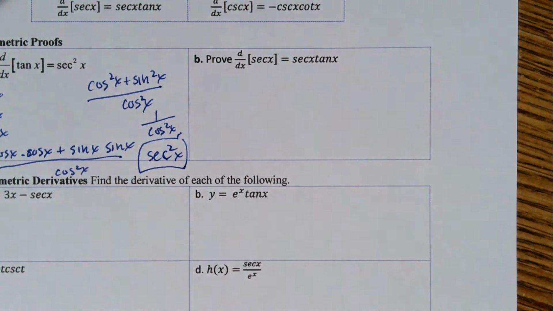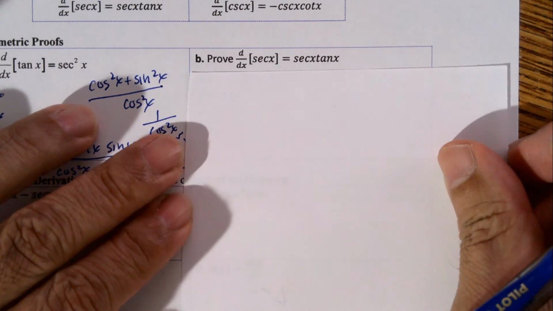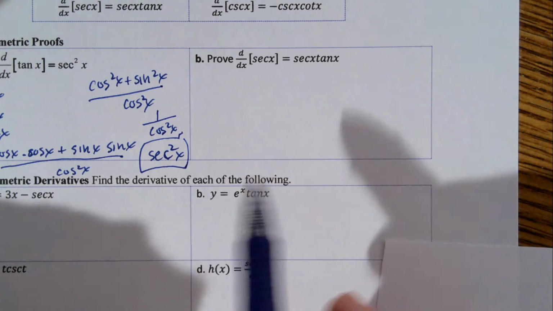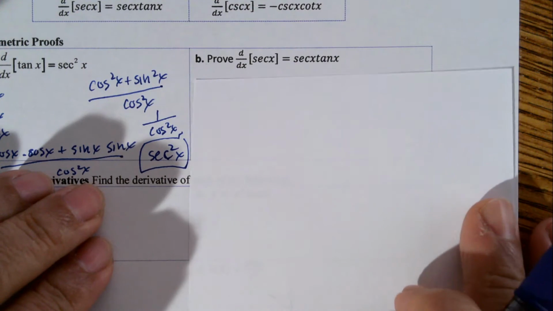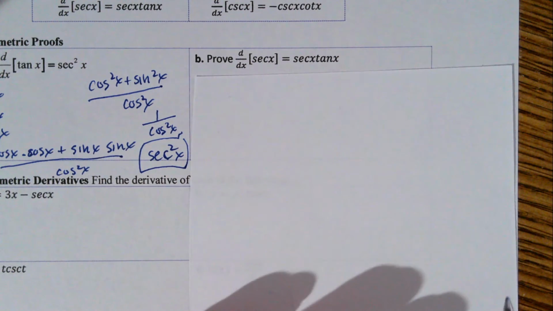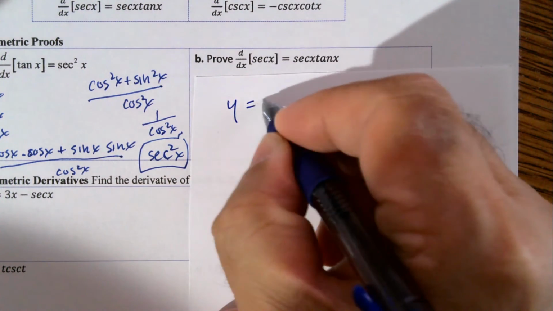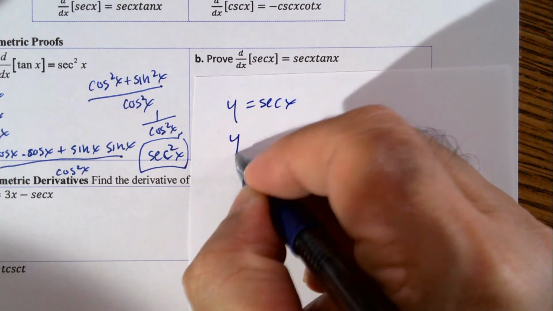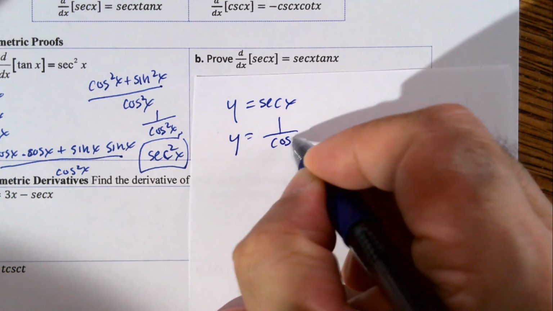All right, let's go on to this one here. Proving secant x. I'm going to just throw in another piece of paper. I've noticed that it's really not big enough. You can watch it and write it, whatever. Anyways, so I'm going to use y equals secant x. Rewrite it using sine and cosine. And now I'm going to use the quotient rule.